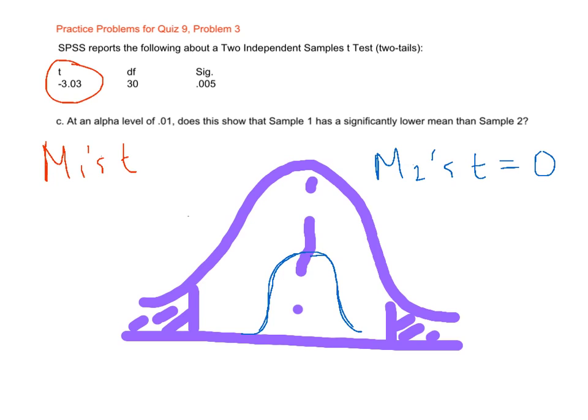In order for this to be lower, like the problem is asking, significantly lower, it needs to land here. The t is negative. That automatically tells me that my M1's t would be somewhere here. And so that's where my sample 1 is. And so yes, sample 1 is lower than sample 2.